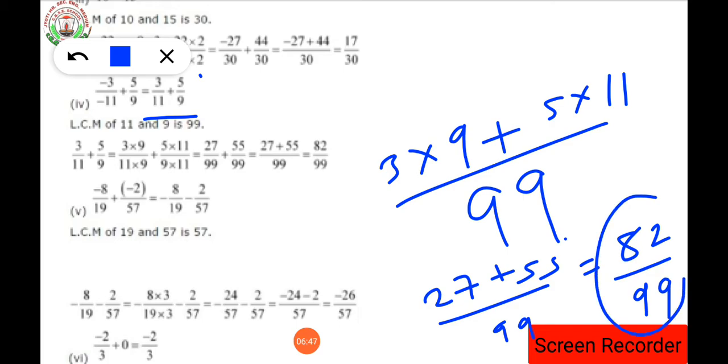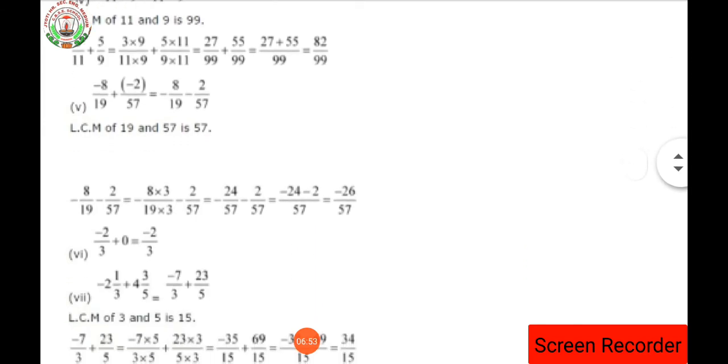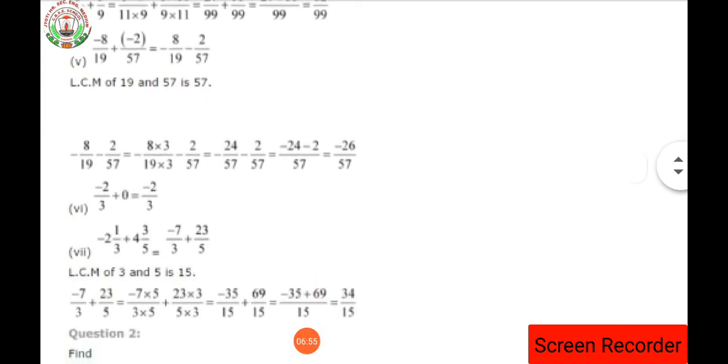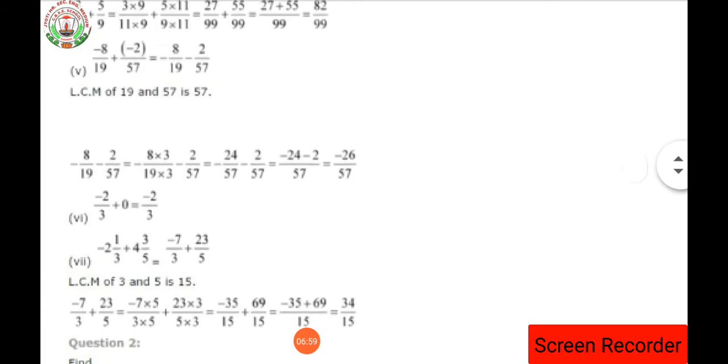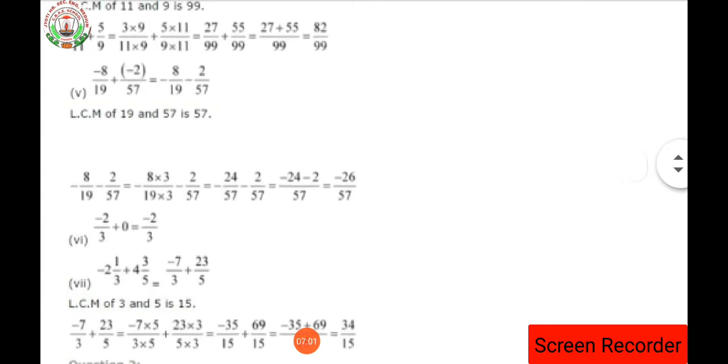So what is the answer we will get? 82 upon 99 is the answer. Correct? So the third, fifth, sixth and seventh parts you can do on your own. Last part, the seventh one, I will explain once more, and this sixth part.